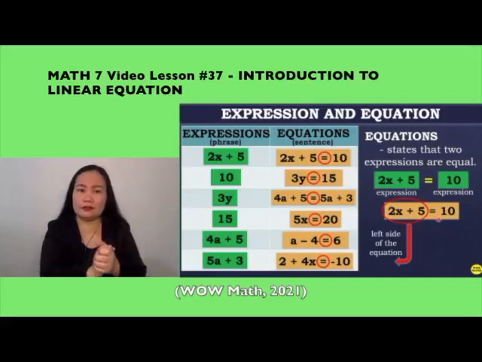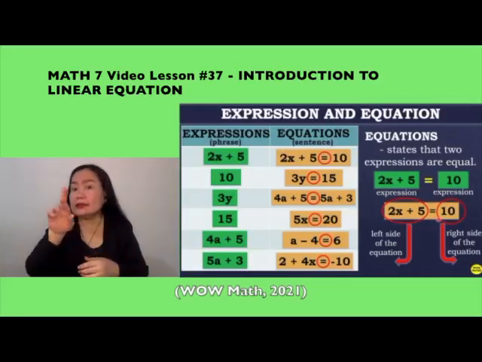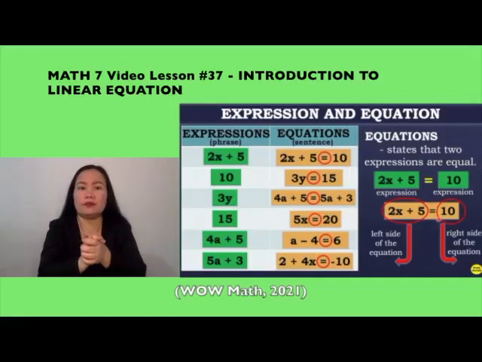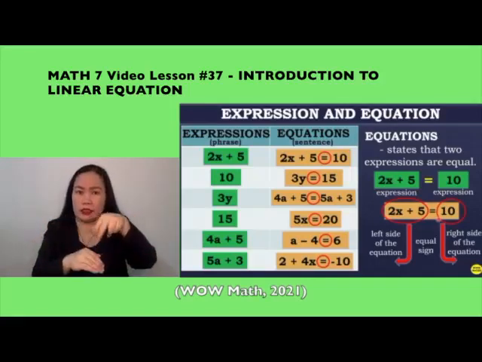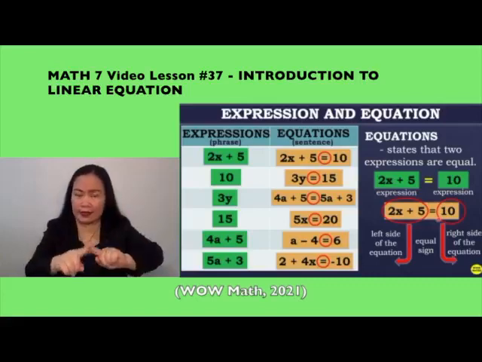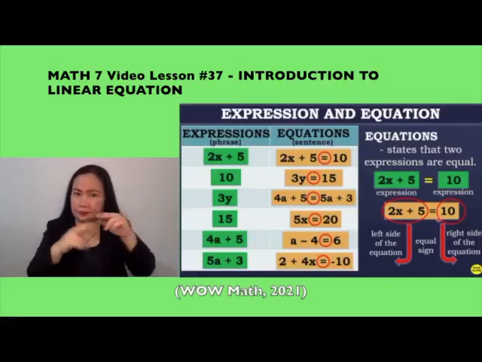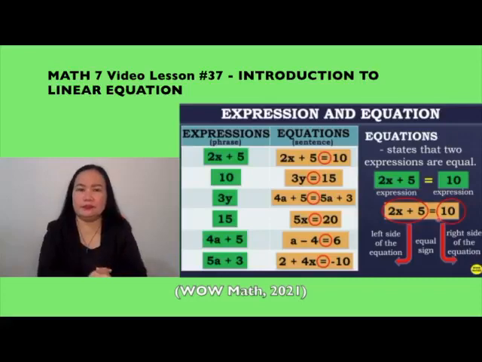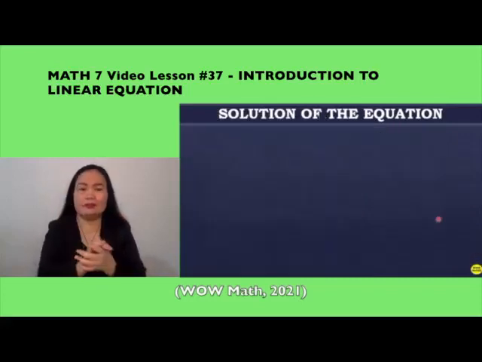We have three parts of the equation. The left side of the equation and the right side of the equation. And of course, para ma-consider natin sila as equation, there must be an equal sign. Kailangan ipakita natin that these two expressions are equal. Dapat equal itong dalawang to para maging equation siya. Okay, so sana naintindihan. Let's proceed to the solution of the equation.